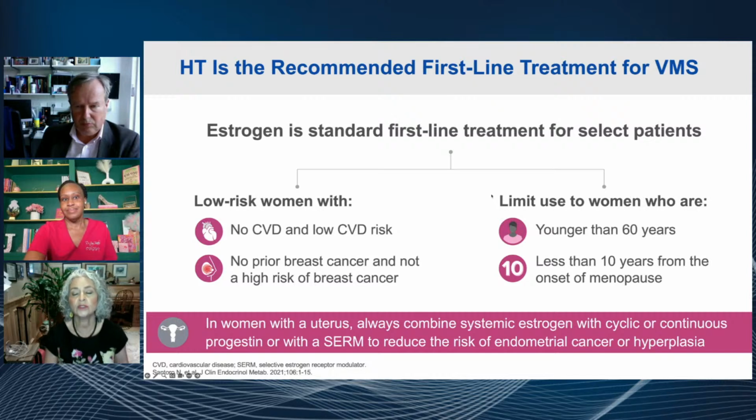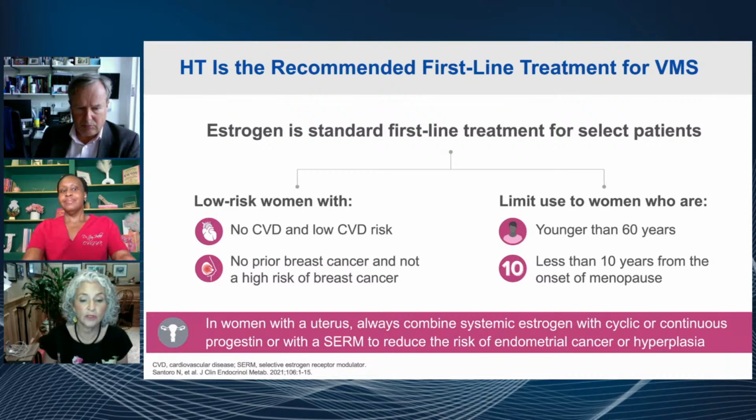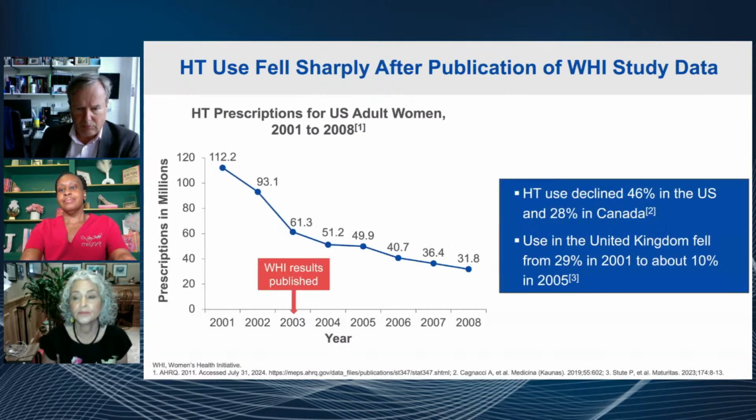In general, use is limited to women who are younger than 60 or less than 10 years from the onset of menopause for maximum benefit to risk ratio. In women with a uterus, you always have to combine systemic estrogen with cyclic or continuous progestin or with a SERM to reduce the risk of endometrial cancer or hyperplasia.